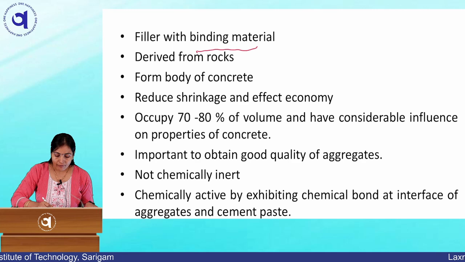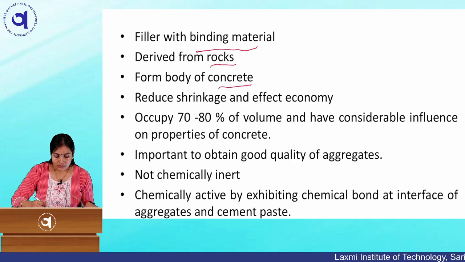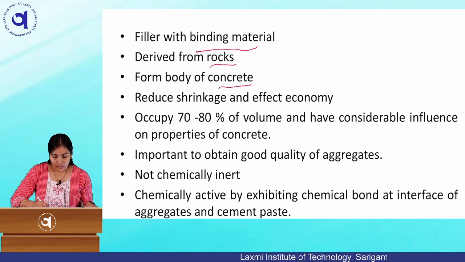It is derived from rocks and forms a body, and it increases the volume of the concrete. While using aggregate, it also reduces the shrinkage and it also affects the economy of the construction cost. Aggregate occupies 70 to 80% of the volume and also influences the properties of your concrete. It depends on which type and which size of aggregate you are taking. We will discuss this in the next slide.